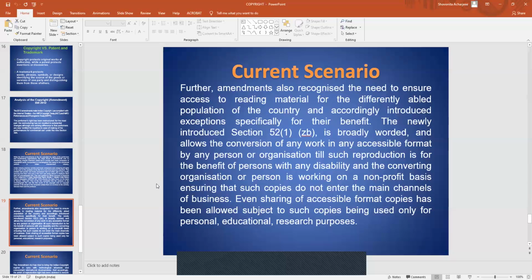Further, the newly introduced section 52(1)(zb) broadly allows the conversion of any work into an accessible format by any person or organization, provided such reproduction is for the benefit of persons with any disability, and the converting organization or person works on a non-profit basis.